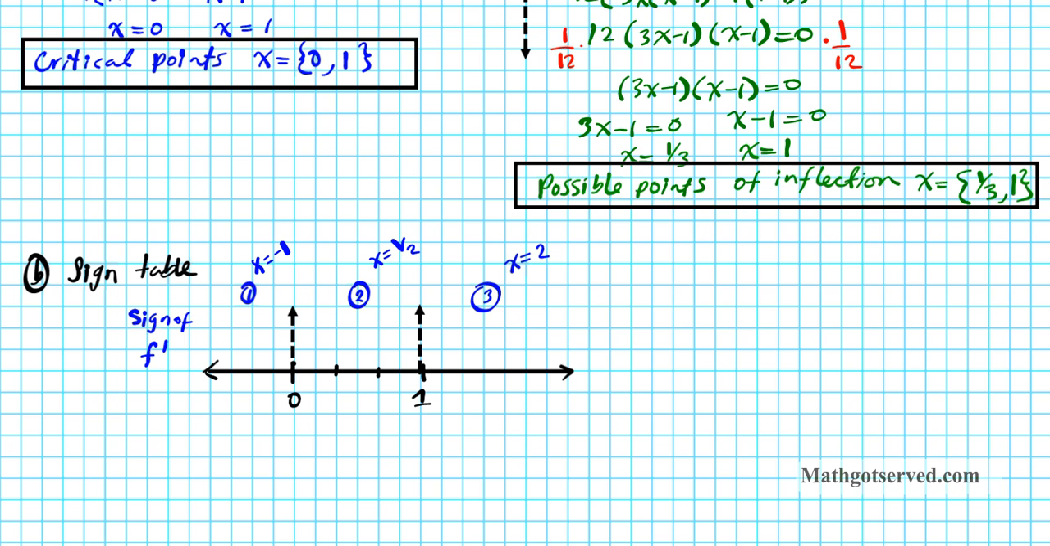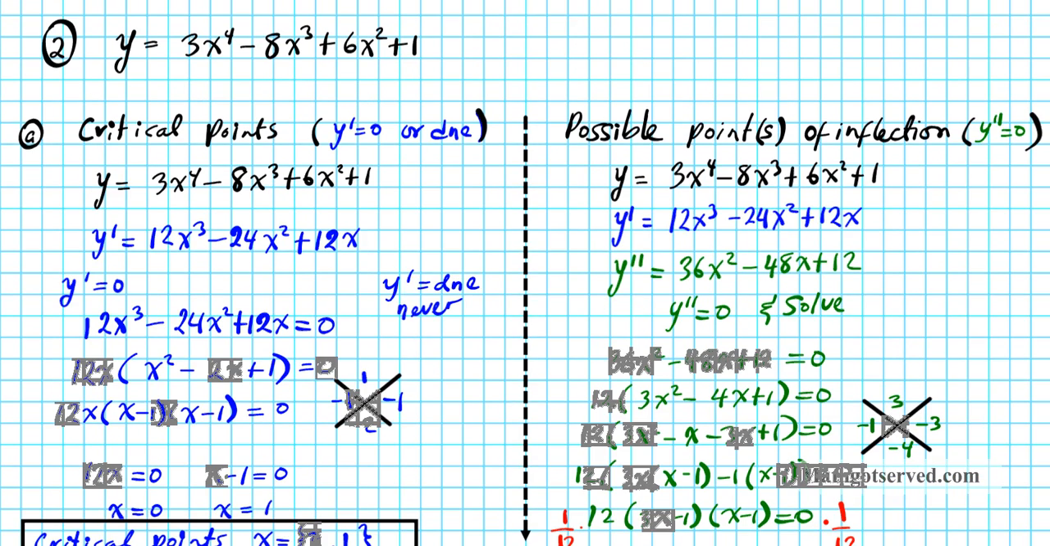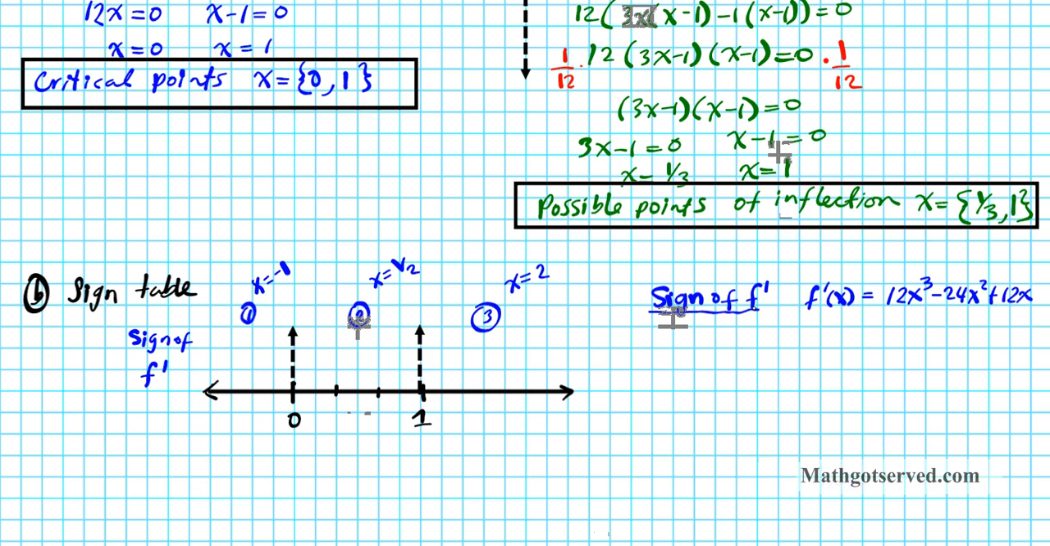So let's go ahead and compute them. I'm going to title this sign of f prime. And then we know what f prime is, right? F prime of x is 12x to the third minus 24x squared plus 12x. It's good to write down what you're dealing with here because we have 3 functions, 1, 2, 3, and you want to make sure you're substituting into the right function. Okay, so since we're looking for the sign of f prime, we're just going to be inputting our test values into the first derivative, or f prime.